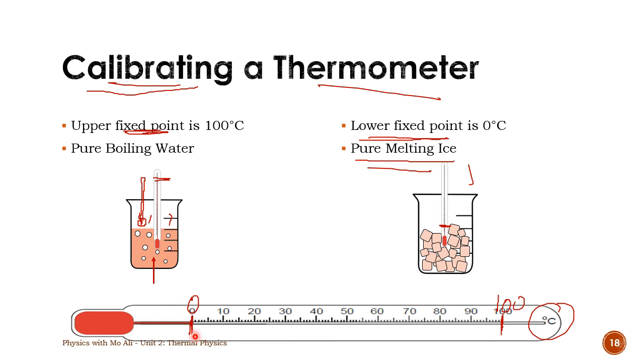What we do next is this. We measure the distance between these 2 points, and we divide it by 100, so we can get 100 little divisions that we start to make. And that's what we call the Celsius scale.